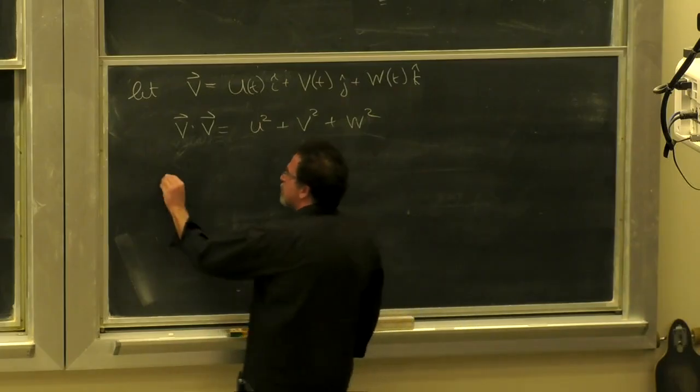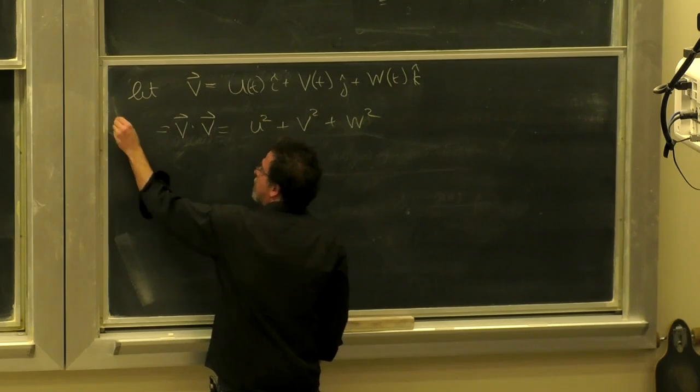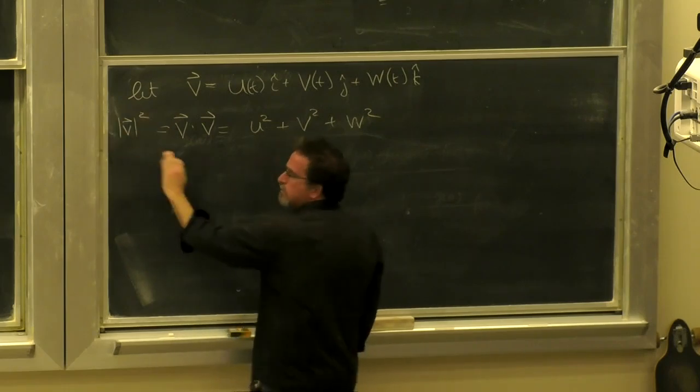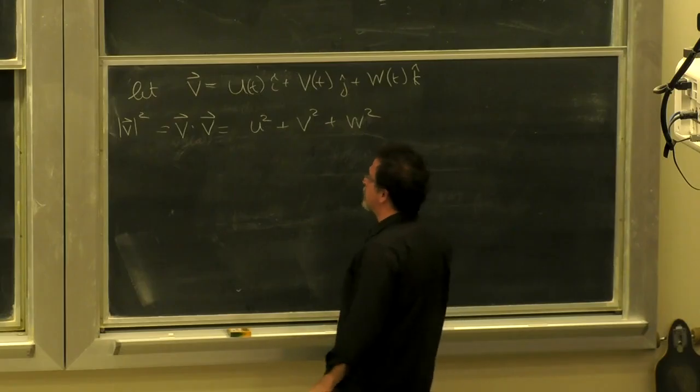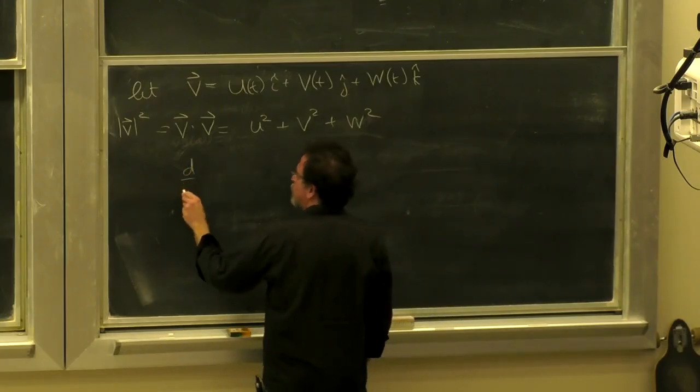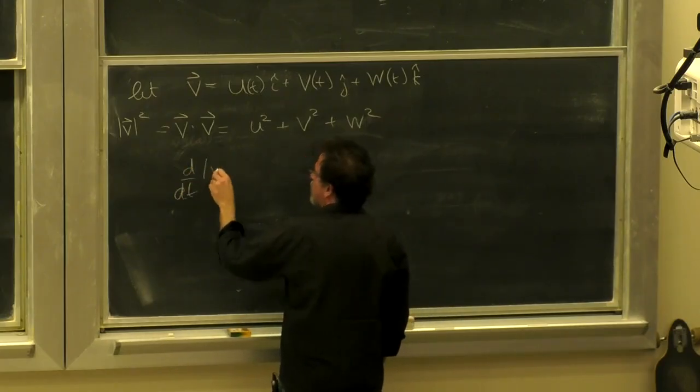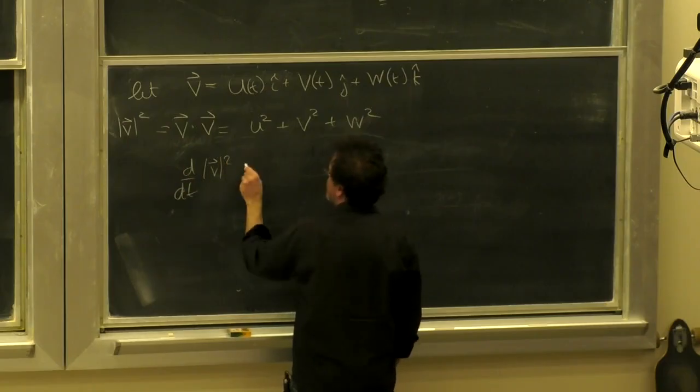And if I take its time derivative, so this, by the way, is what I mean by the magnitude of v squared. That's what we mean, the length of v squared. That's how you calculate the length of a vector squared. If I were to take the time derivative of the length of v squared, whatever I do to one side, I must do to the other.